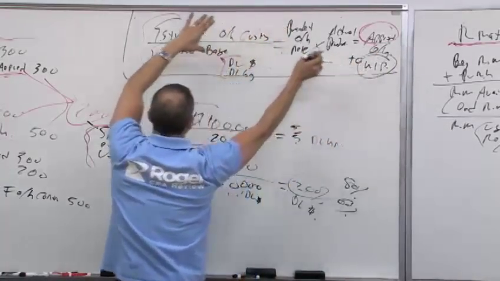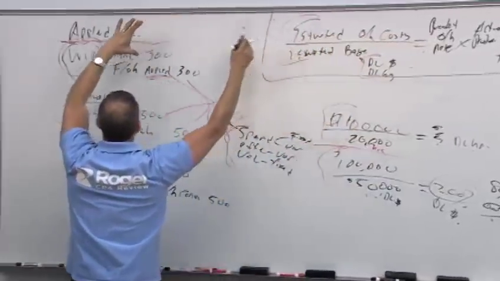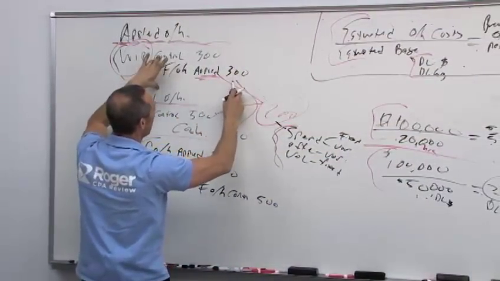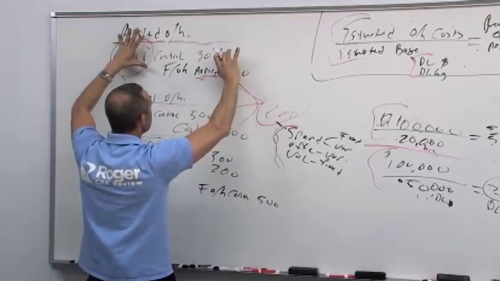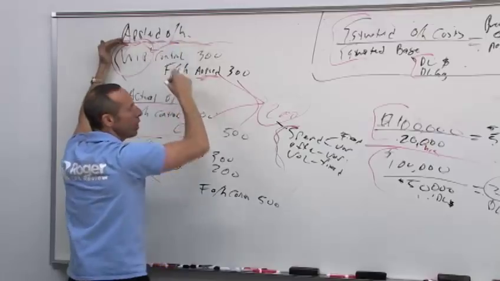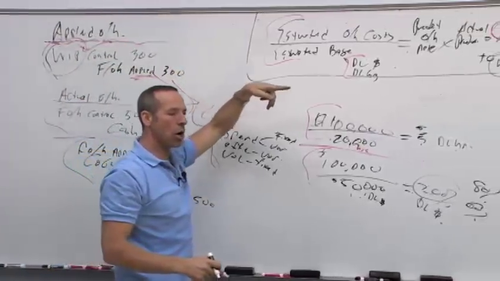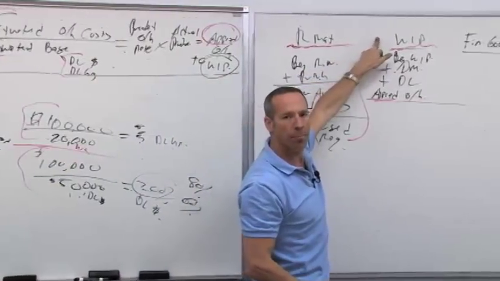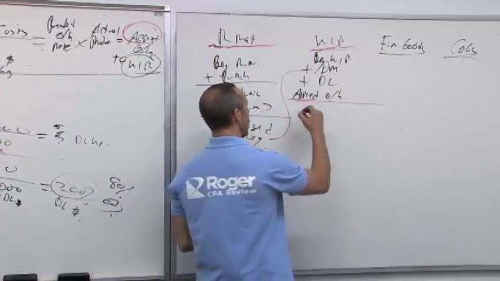How did I do that? I debited WIP control, that's work in process, factory overhead applied. That's for this amount. Later I'm going to find out it really cost me $500. But right now we just debited WIP. What is WIP? Work in process. What is work in process? It is called an inventory account. That gives me my WIP available.